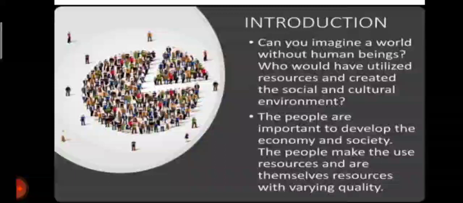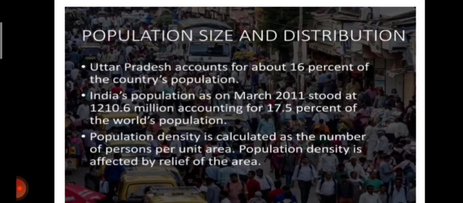Now, introduction. Can you imagine a world without human beings who would have utilized the resources and created the social and the cultural environment? The people are important to develop the economy and society. The people make use of resources and are themselves resources with varying qualities. Population size and distribution. Uttar Pradesh accounts for about 16% of the country's population.